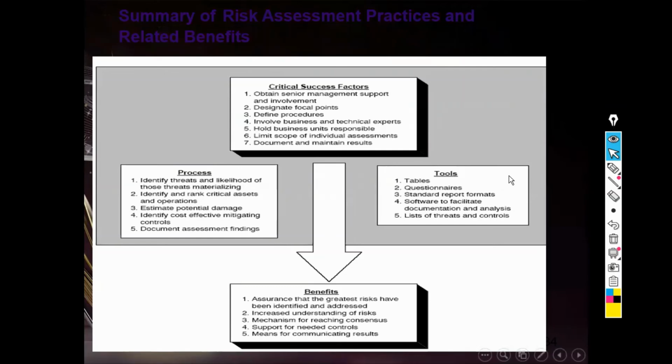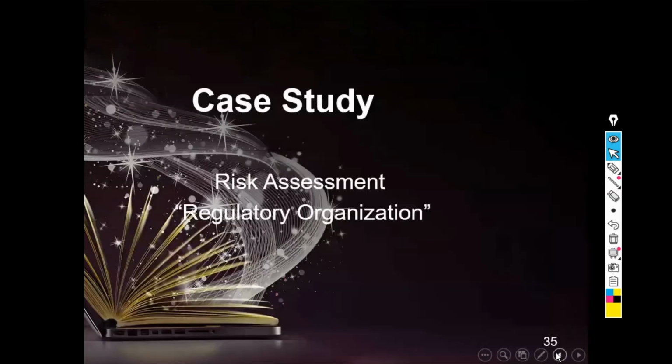What are the tools we are going to use here? Tables, questionnaires, a standard reporting format, some software that we can use for finding vulnerabilities, and lists of threats and controls. Once we have all these things, this results in benefits: risk can be mitigated within the organization, there is increased understanding of the risk and the mechanism of reaching the consequences, and proper means of communication which will communicate to each and every stakeholder. This is the benefit of your risk assessment methodology.